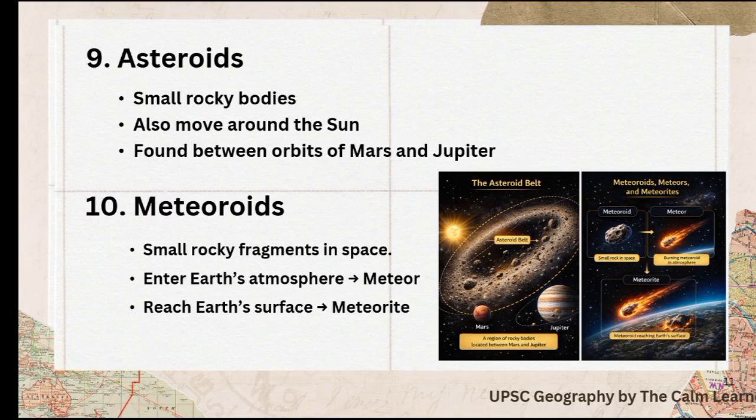called a meteorite. So, a concept recap of this is very useful for exams, so please note it properly. Asteroids are large rocky bodies revolving around the sun. Meteoroids are small rocky fragments in space. A meteor is a burning meteoroid in the atmosphere, and a meteorite is a meteoroid that reaches the Earth's surface.